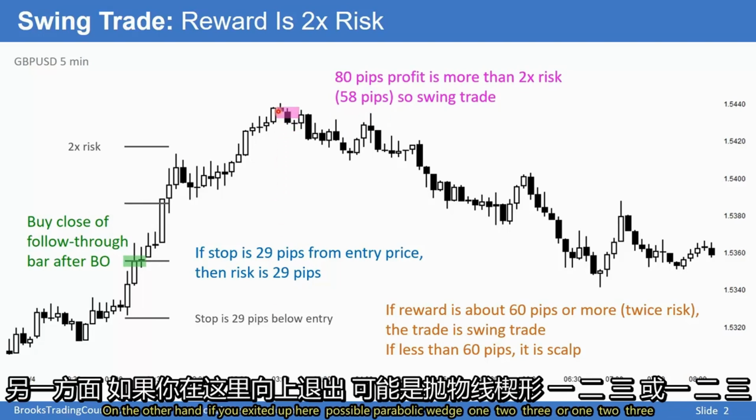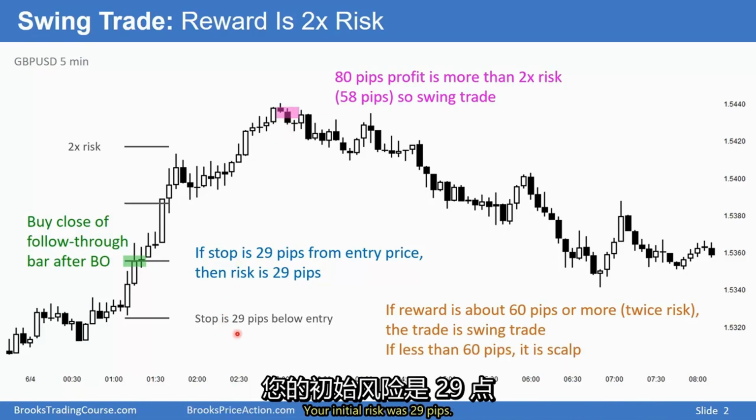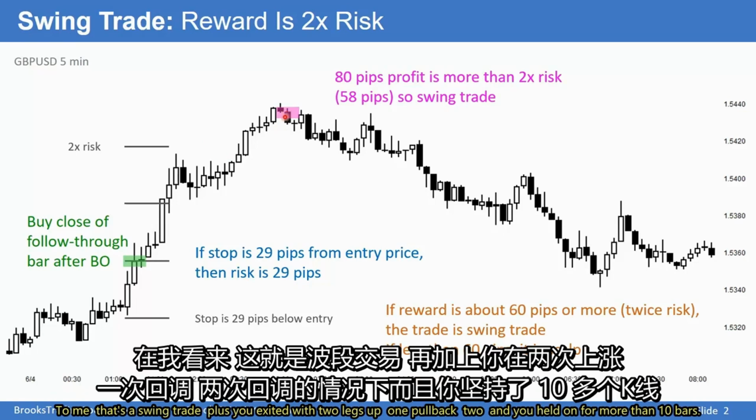On the other hand, if you exited up here, possible parabolic wedge, 1, 2, 3, or 1, 2, 3, and you have a bear bar closing on its low after a small buy climax, you would be exiting with 80 pips profit. Your initial risk was 29 pips. 2 times your initial risk is 58 pips, and this is more than 58 pips, more than 2 times your risk. To me, that's a swing trade.